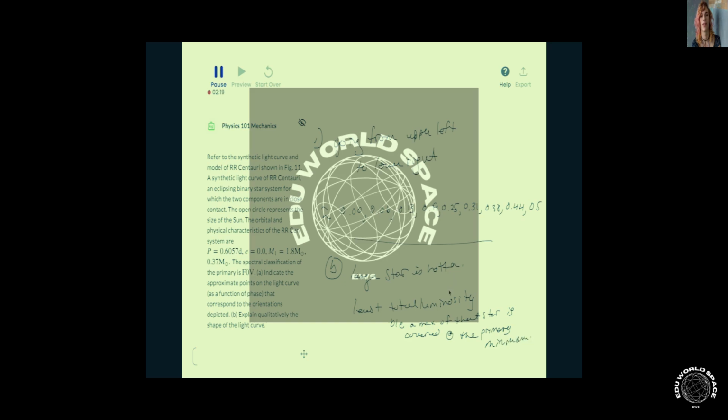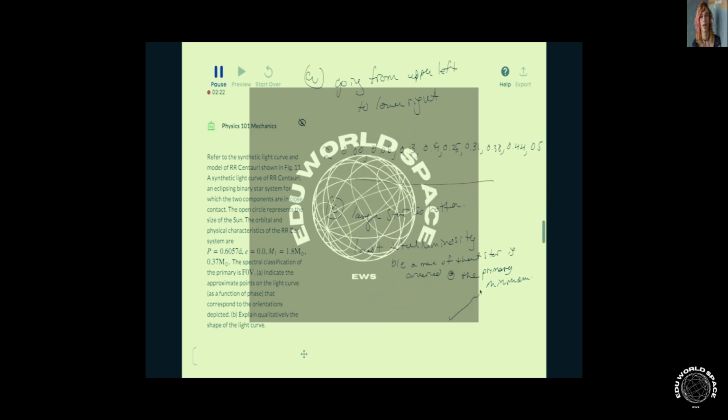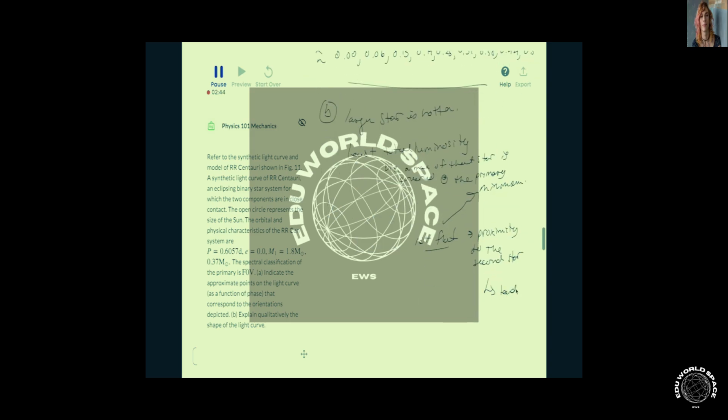Also, the primary minimum in this case is not flat. And this is because of the proximity or the closeness to the second star. And in fact, this is what we say leads to something called tidal distortion. In other words, the spherical symmetry is removed.